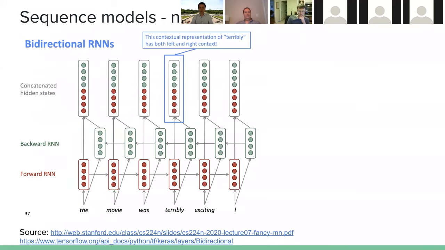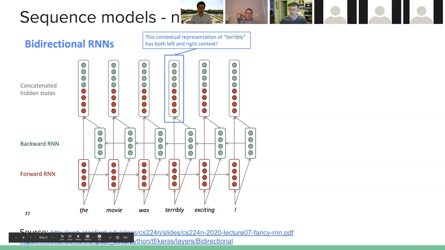Cool. Then there was some feedback. Remember, Robert, we talked a little bit about how we combine outputs when we were talking about bidirectional LSTM. So I put a slide here on a simple network, which is comprised of a forward RNN, and it's reading the sentence, "The movie was terribly exciting."